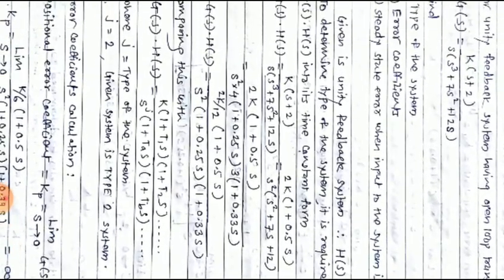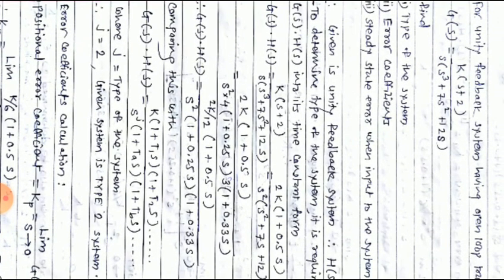So this is an example that is given. For the unity feedback system, the open loop transfer function is G(s) equal to K(s plus 2) upon s into (s cube plus 7s square plus 12s). H(s) equals 1 because it is a unity feedback system, and determine the type of system. It is required to bring G(s)H(s) into time constant form. Now see how it is brought into the time constant form.